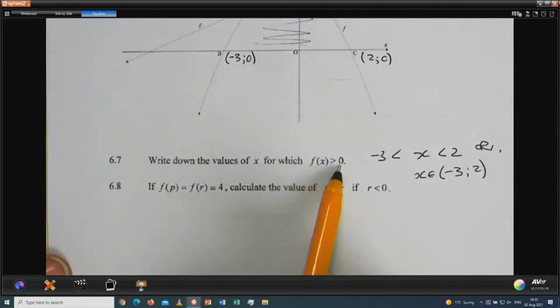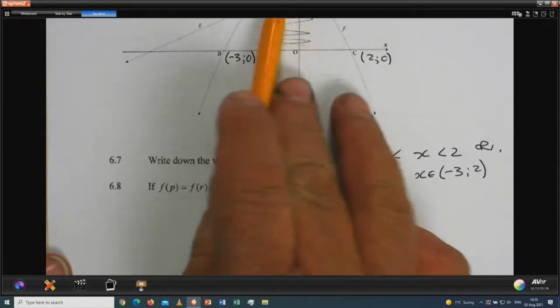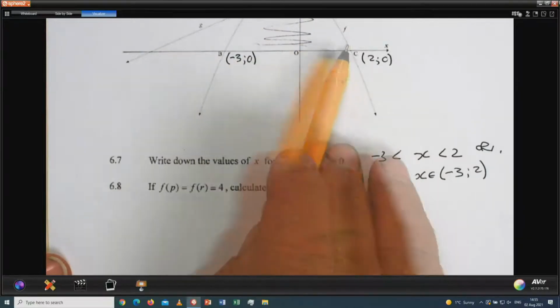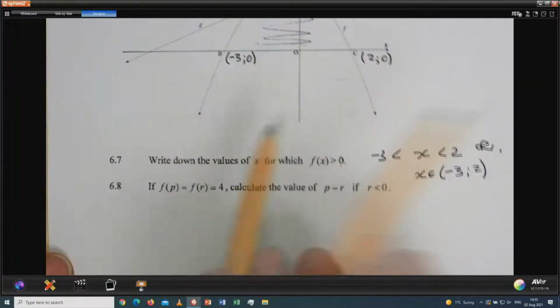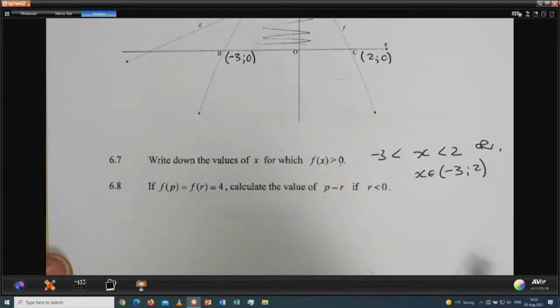Where is f(x) positive? f(x) is a y value. It's positive there for the parabola between negative 3 and 2. And those values are not included. If it was an equal sign there, then we would put equal signs in your answer. We leave out equal signs if there's an asymptote involved or if it's a fraction and it makes the denominator 0.